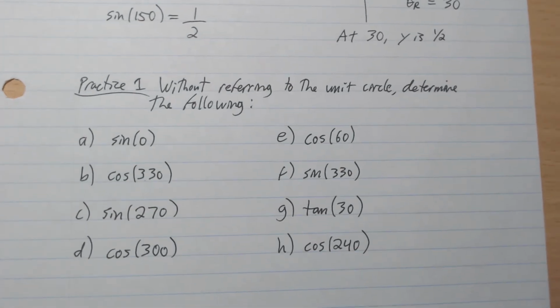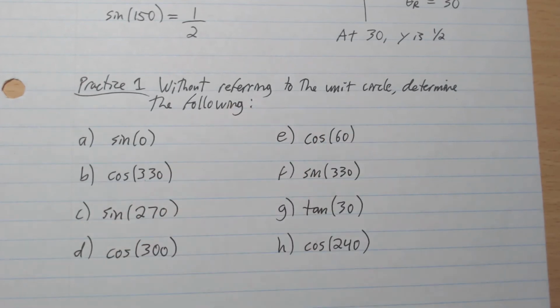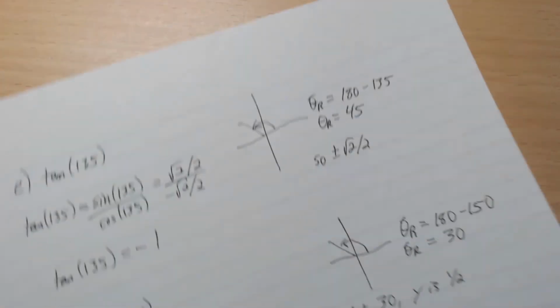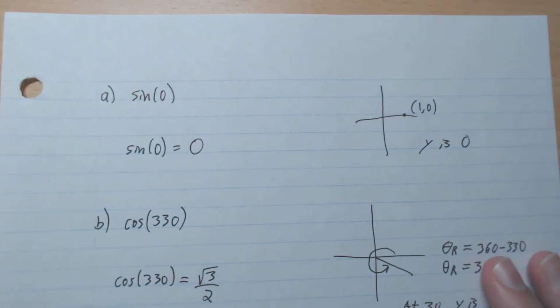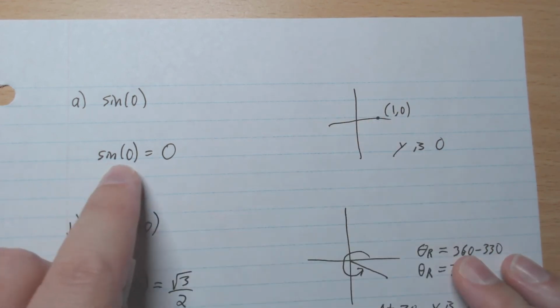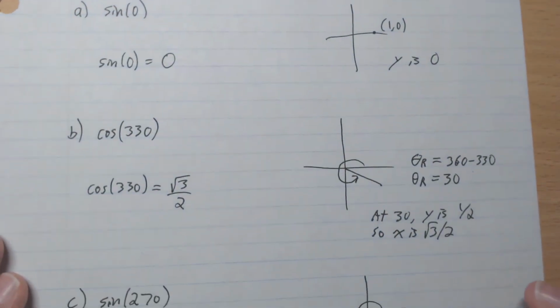Okay, practice number 1. Without referring to the unit circle, determine the following, A to H. Go ahead and pause the video and answer that. Okay, we're back. A, sine of 0, so this is our 0 here. Y is 0, so sine of 0 is 0, like that.